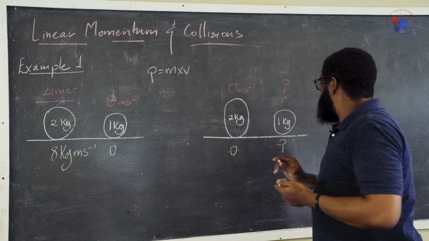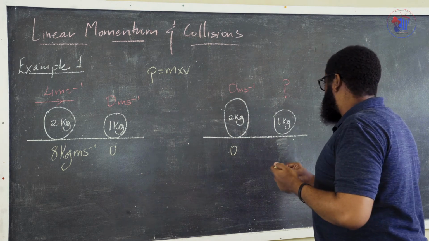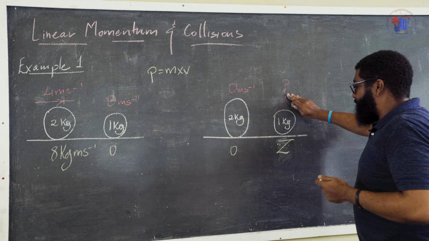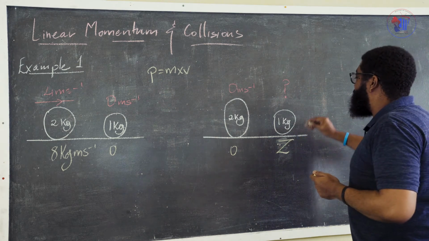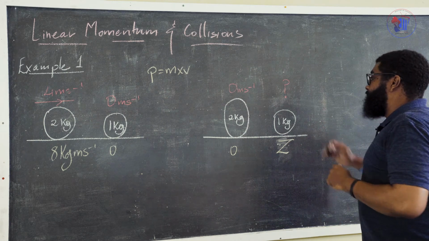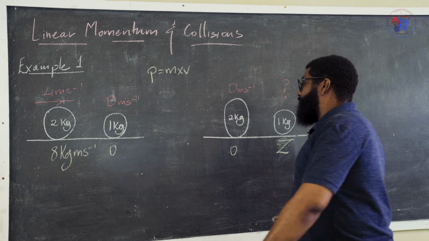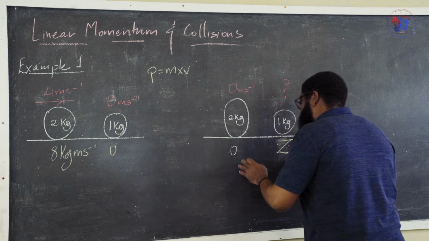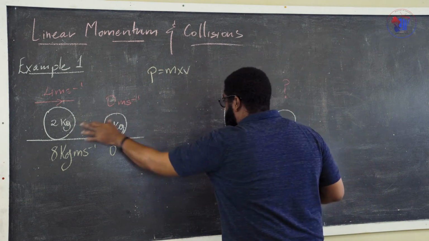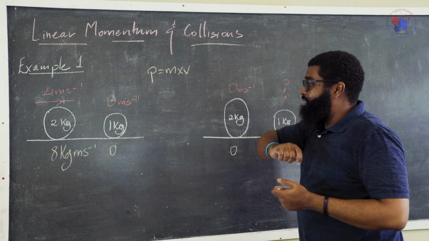You know what, this is not a good idea. Let me not use a question mark. Let's call the momentum of the 1 kilogram mass Z. Okay, the question mark is velocity, and I don't want to confuse anyone at home. So the question mark is velocity, the unknown momentum is Z. So by the principle of conservation of momentum, if we add up these values and we add up this value, they should be the same. Total momentum before, total momentum after, and the assumption is made that the collision is elastic.